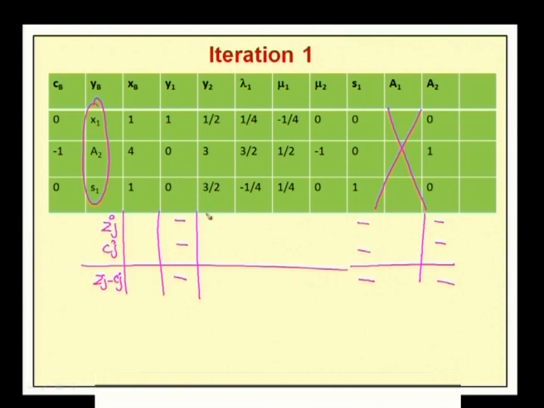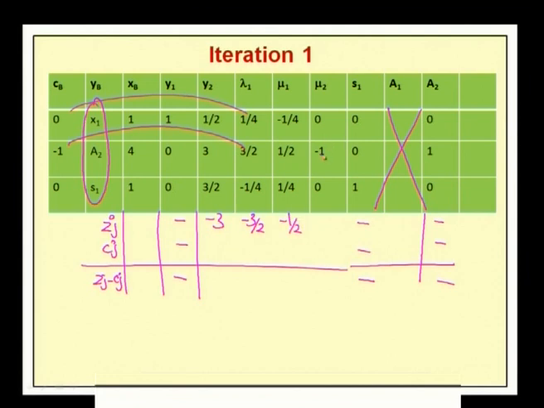Now for y2, our zj value is 0 into minus plus minus 1 into 3. So we have minus 3. Then for lambda 1, 0 into minus 1 by 4, 0 into minus 1 by 4 plus minus 1 into 3 by 2. So we have minus 3 by 2. Then for mu 1, we have minus 1 into minus.